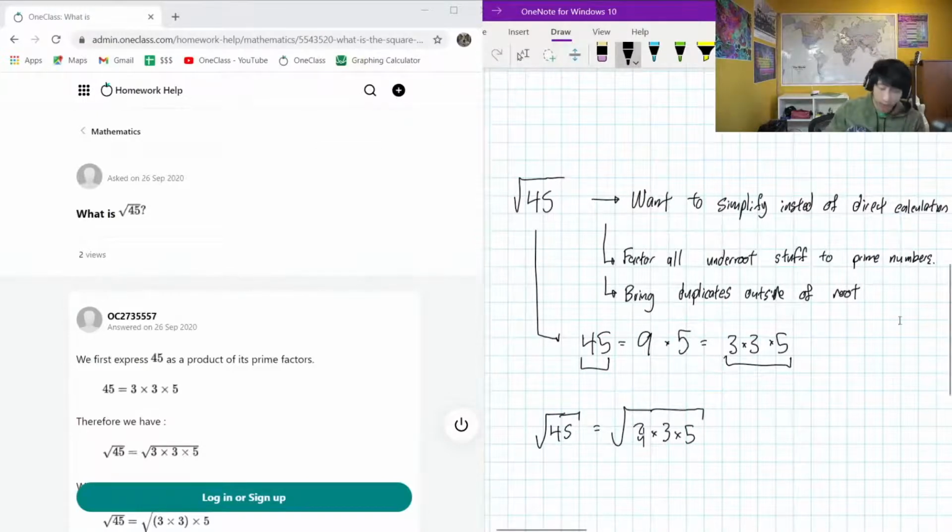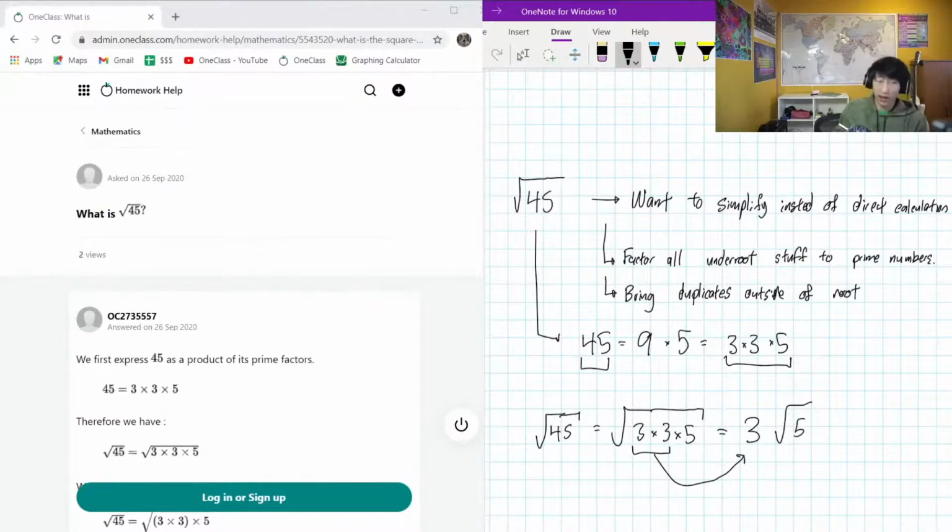And we want to bring all duplicates outside of the root. Okay, so the duplicates in this case are the two 3's. We have a 3, and that 3 has a twin. So the 3's are going to be brought outside, but we're only going to bring one of them outside.